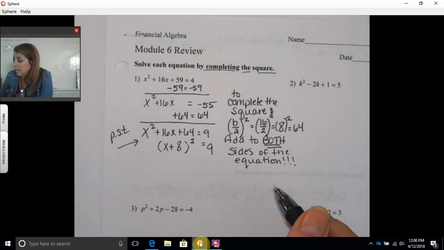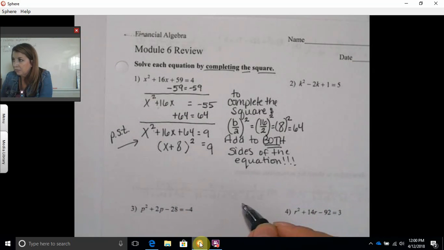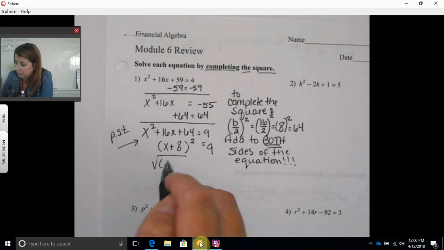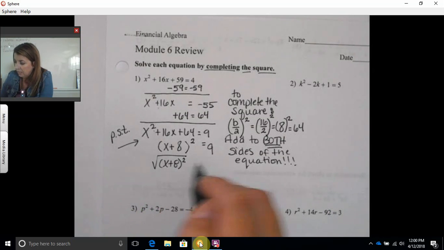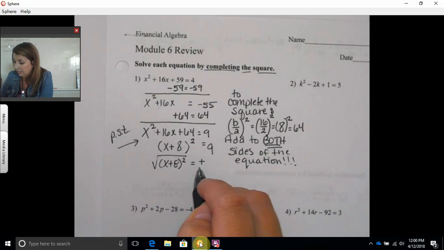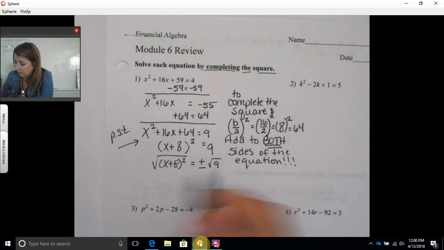All right, so now we're trying to solve for x. X is inside parentheses that are being squared. What do we do? Square root. I'm going to take the square root of x plus 8, quantity squared. On the other side of the equation, don't forget to take the positive and negative square root of 9. So x plus 8 equals positive or negative, what's the square root of 9?